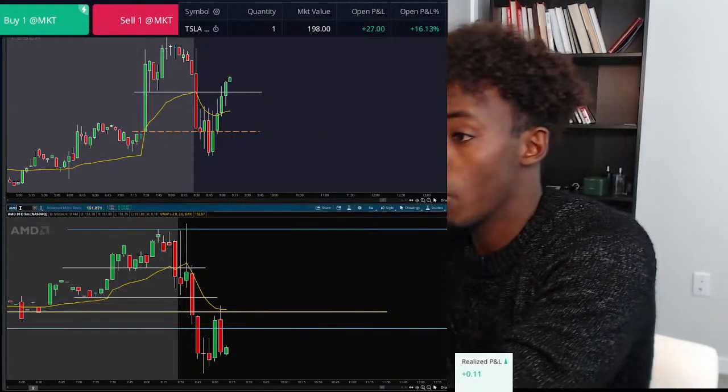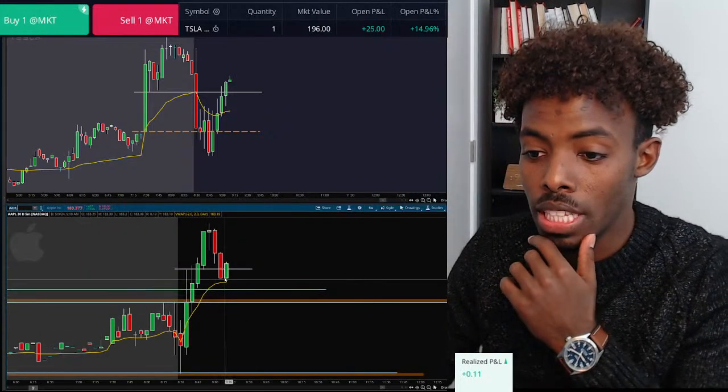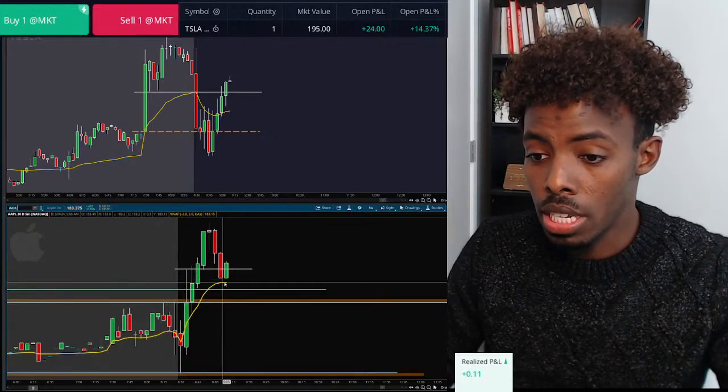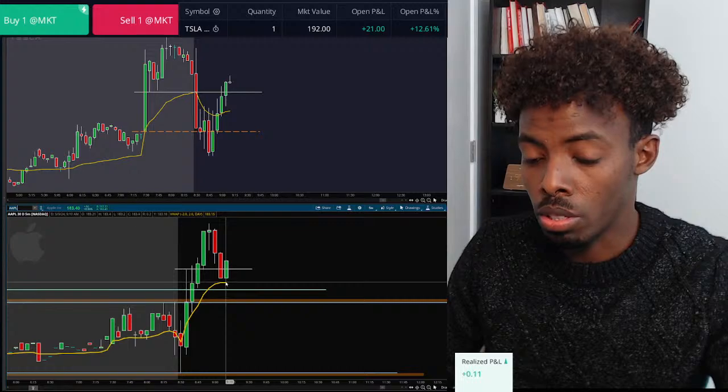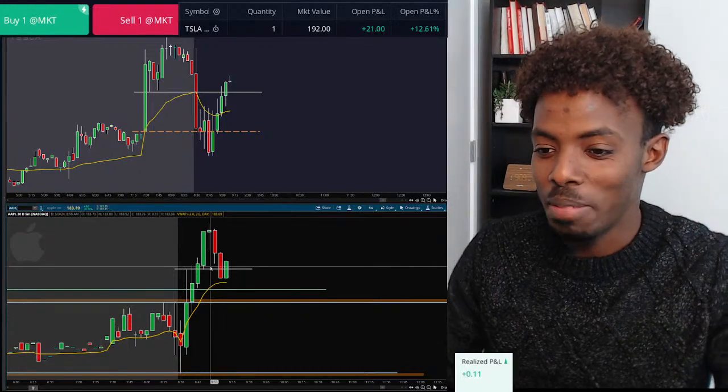Okay, here we go. Apple did the VWAP retest. Look at that. Whoever bought it, congratulations. Follow your rules, of course. I'm assuming you guys are also doing that. I'm just playing with myself here.